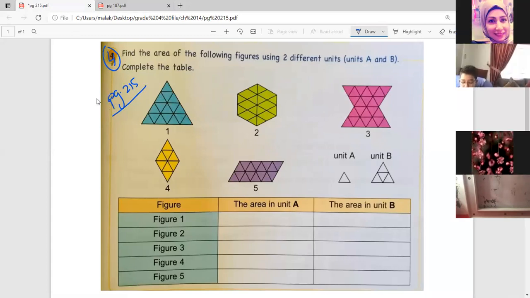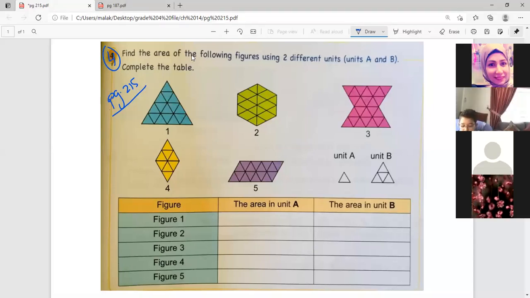215. Find the area of the following figures using two different units, unit A and unit B. We said that if we want to find the area of any shape, it means we are finding the distance that's inside it. Inside any shape, bravo. So when I say find the area of any shape, it means we are finding the distance that's inside this shape. Not outside, inside.